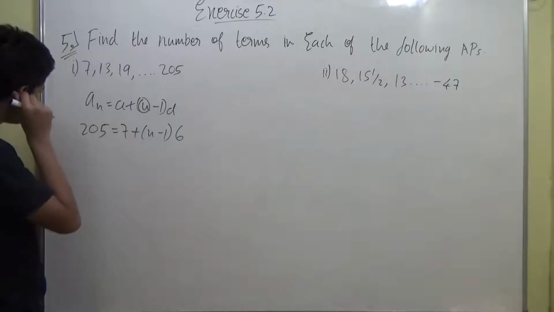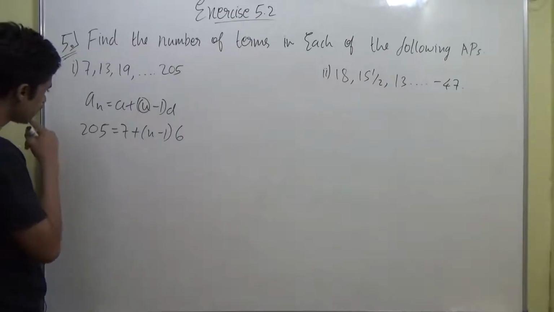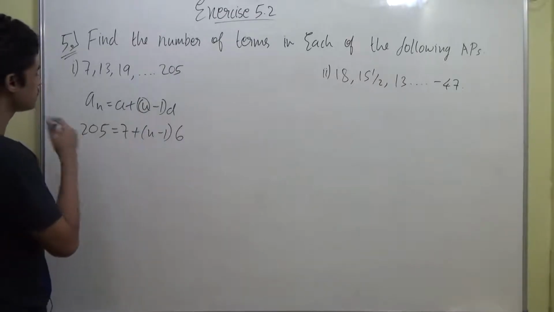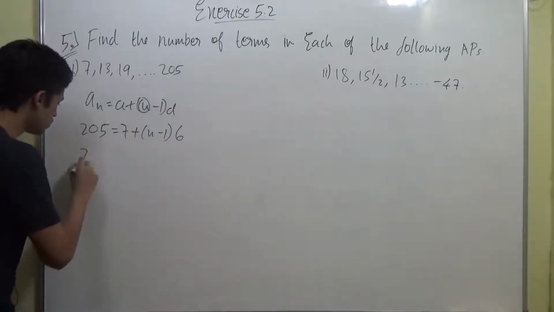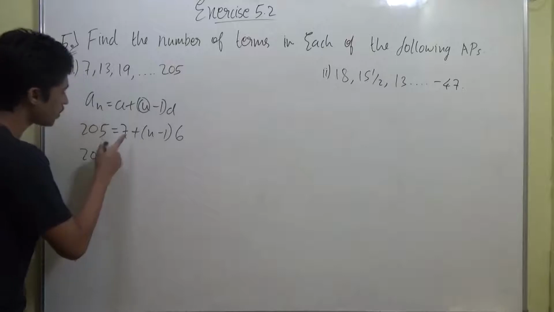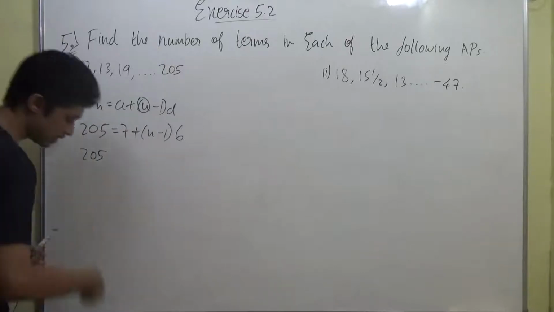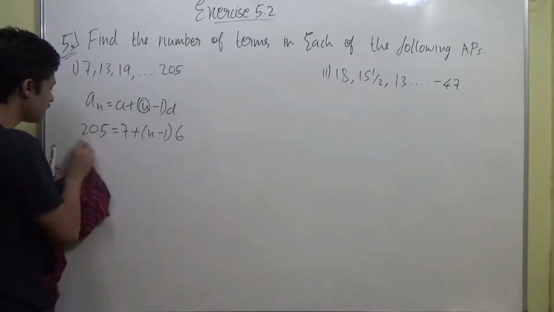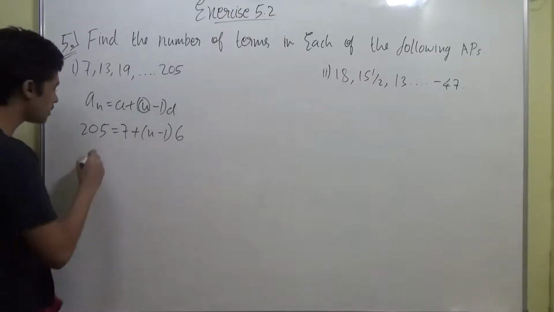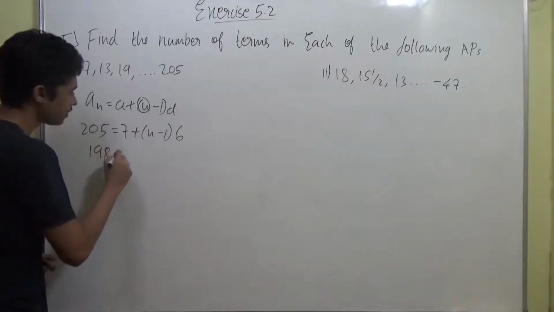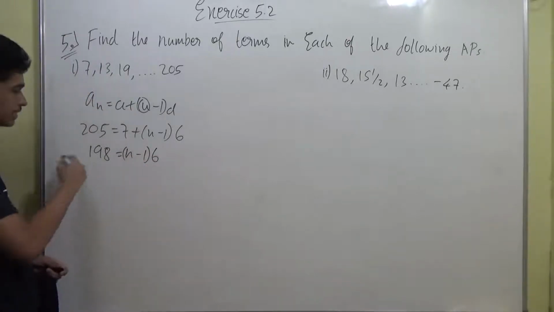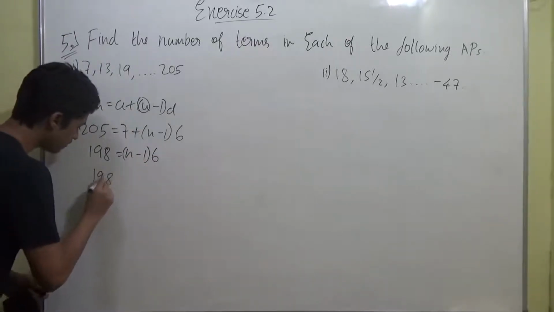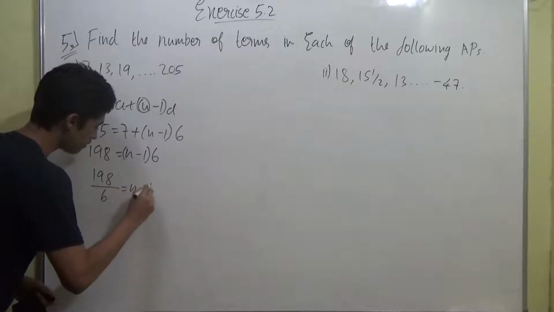So what we'll do now is start expanding this. I'll bring this 7 to LHS. That time it will become minus 7. When it becomes 205 minus 7, it will become 198 equal to n minus 1 into 6. Now I'll bring this 6 down. So it will become 198 by 6 equal to n minus 1.